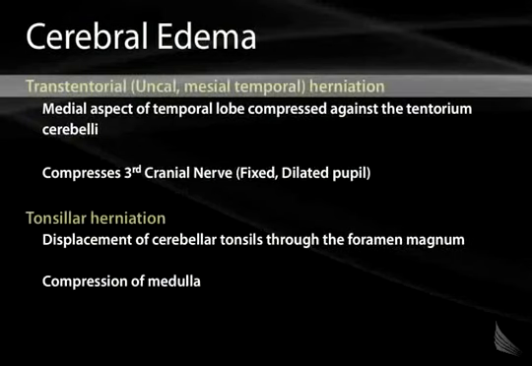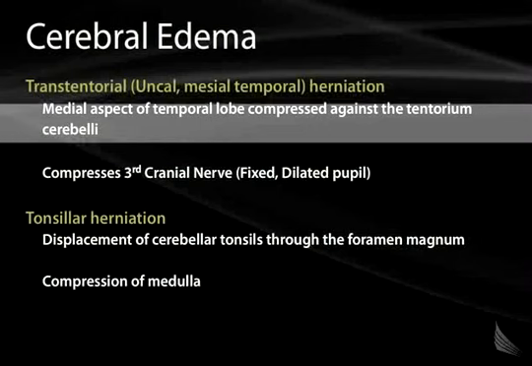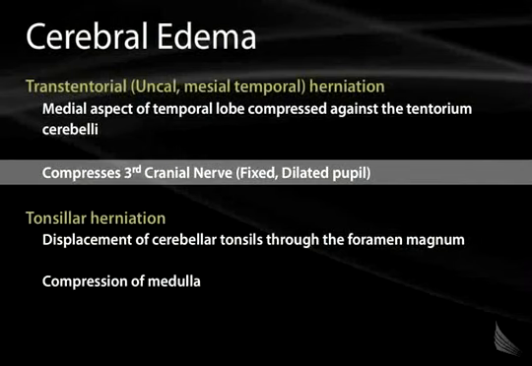Transtentorial herniation involves the uncus, or the mesial temporal lobe. Here, the medial aspect, or the middle part of the temporal lobe, is compressed against the tentorium cerebelli. This is the meninges that separate the cerebellum from the cerebral hemispheres. Here you can have compression of the third cranial nerve, leading to a fixed and dilated pupil.